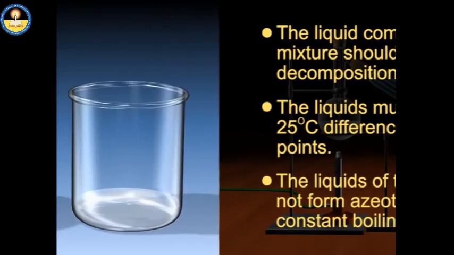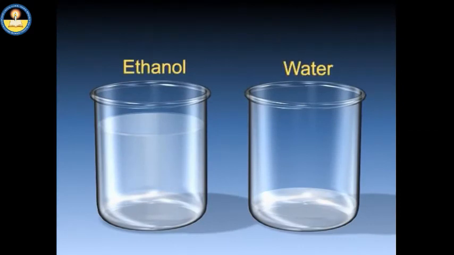Let us take an example. 95% ethanol and 5% water forms an azeotrope, which boils at one fixed temperature. It is not possible to separate ethanol from water by simple distillation.